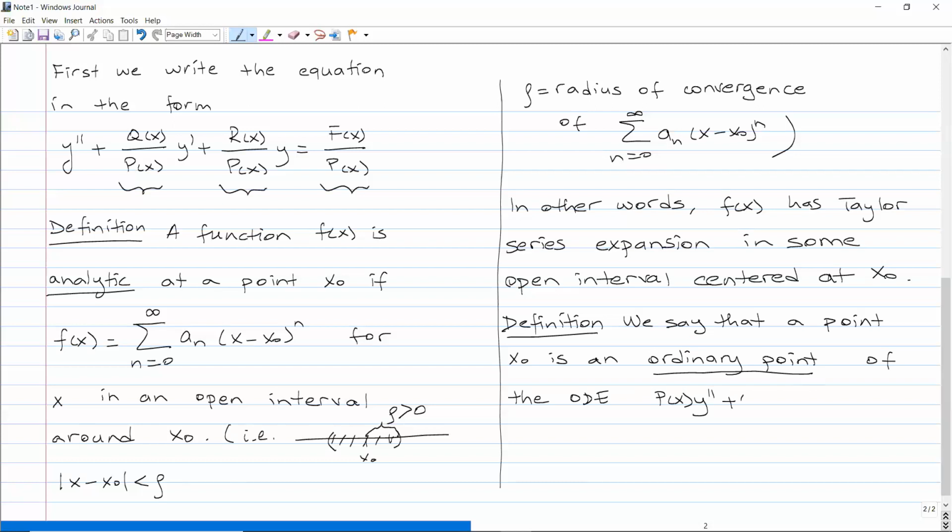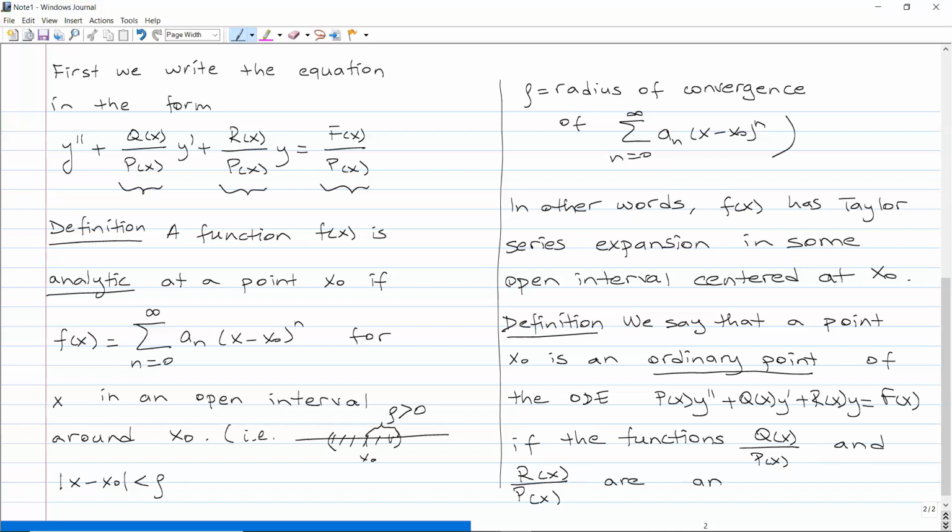p(x)y'' + q(x)y' + r(x)y = f(x) if the functions q(x)/p(x) and r(x)/p(x) are analytic at x0.